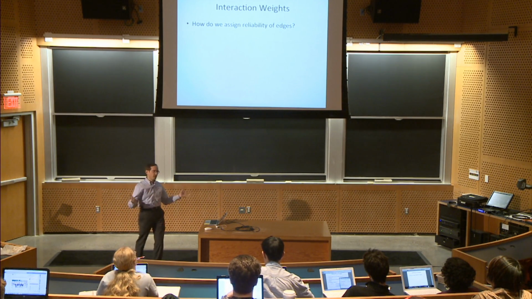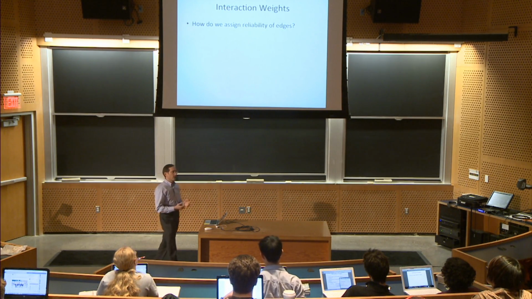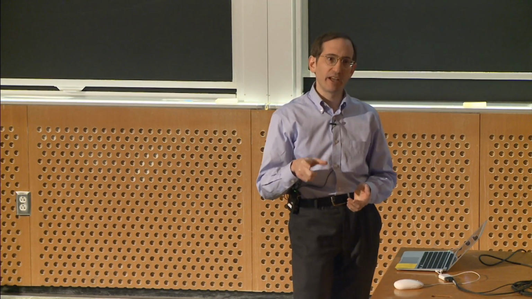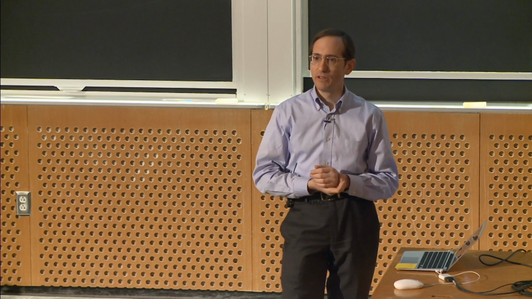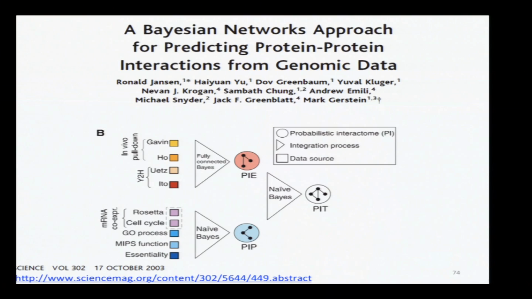So I have all this affinity capture mass spec, two hybrid data, and I want to assign a probability to every edge that tells me how confident I am that it's real. We already saw that in the context of this paper, where we use Bayesian networks and gold standards to compute a probability for every single edge in the interactome.